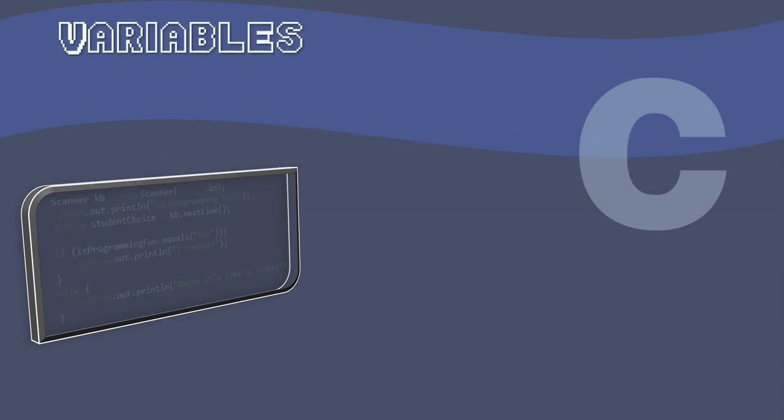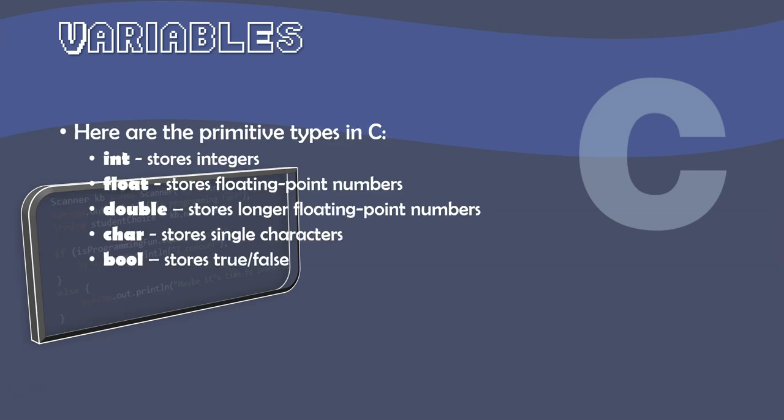Now let's actually get into the meat of things here, looking at variables. First off, we have to understand with C, there's all the basic primitive types we might expect. We have ints, which of course are going to store integers. We have floats, which are floating point numbers. We have doubles, which are longer floating point numbers. We have chars, which of course are single characters, and bool, which handles our true and false.